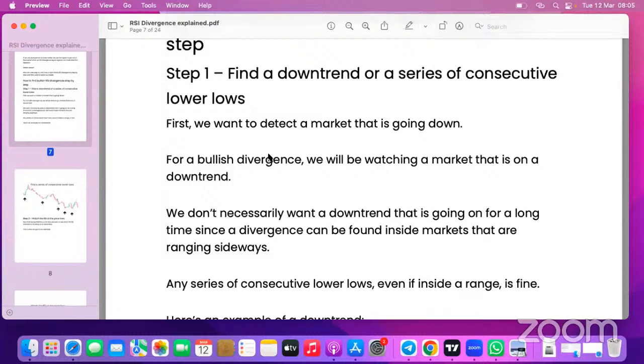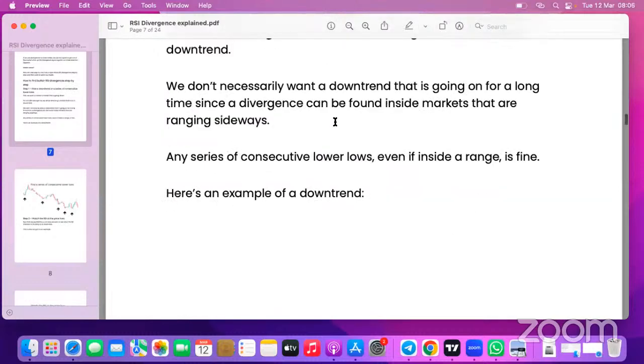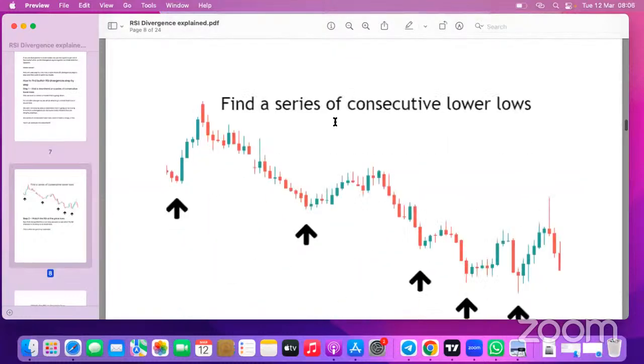So, like I've said, find a downtrend. For the bullish divergence, we'll be watching a market that's on a downtrend. We do not necessarily want a downtrend that is going for a long time. Since it is a divergence, it can also be found in a sideways or ranging market. But we are just looking for a series of lower lows, as simple as that. Here is an example. We find a series of lower lows.